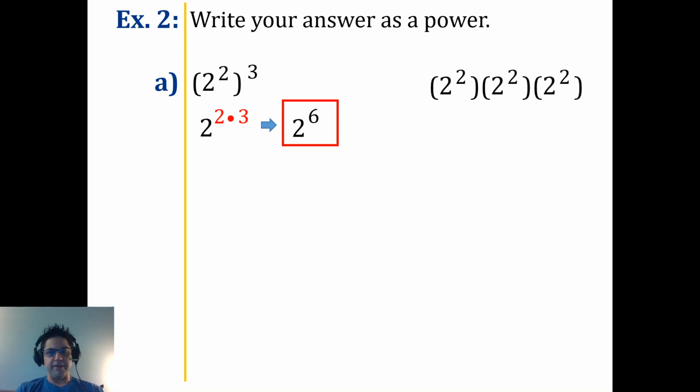Now, if I wanted to expand it further, we know that 2 squared is really 2 times 2. And I've got that 3 times, so it'll be 2 times 2, another 2 times 2, and another 2 times 2, which would give me a total of 6 of them as I count them up. 1, 2, 3. Again, you can tell your parents that I'm teaching you how to count. Yay.